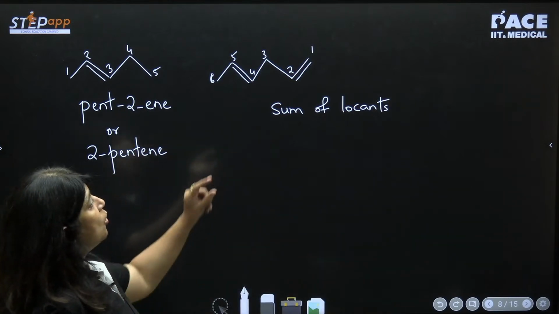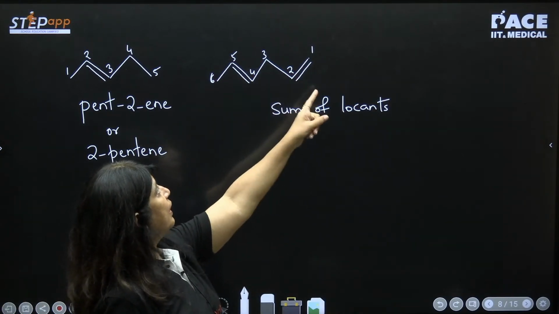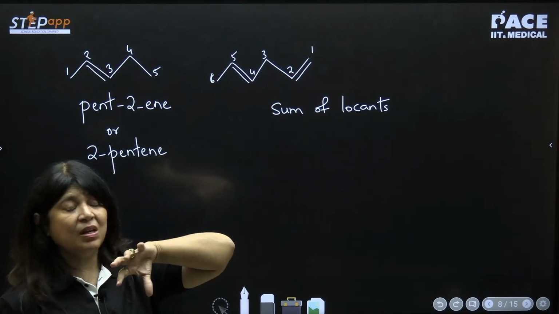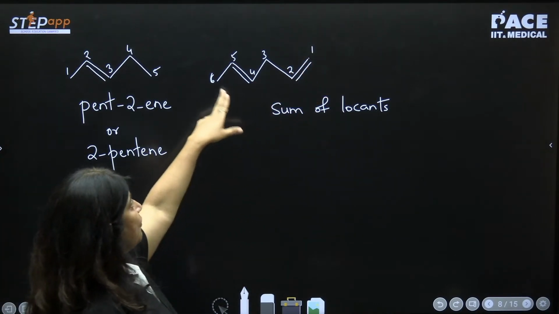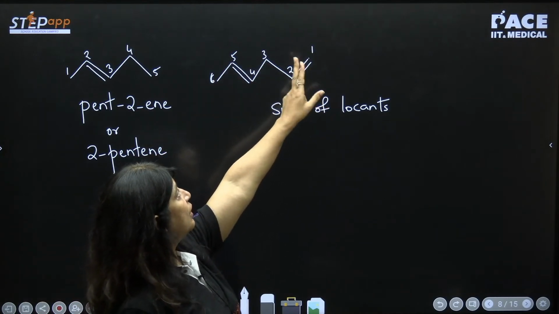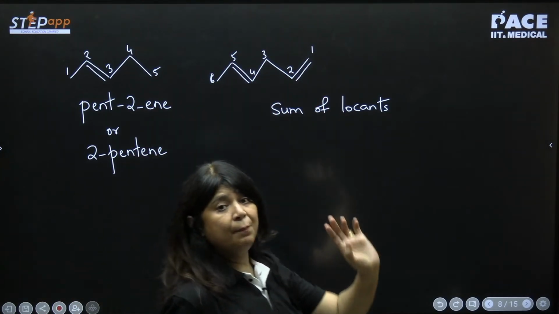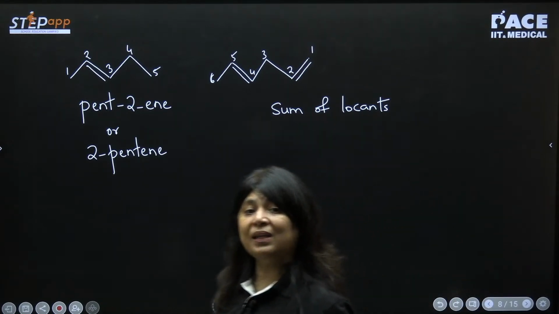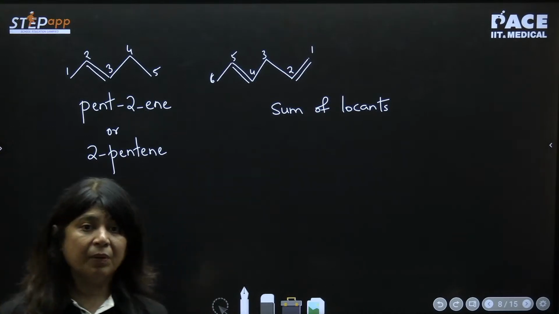Okay. So left to right, if I am numbering, I am getting the positions 2 and 5, which gives me the sum of locants as 7. And right to left, if I am numbering, I am getting the positions for the double bonds as 1 and 4. 1 plus 4 gives me 5. 5 is a smaller sum of locants than 7. So this is the correct numbering.